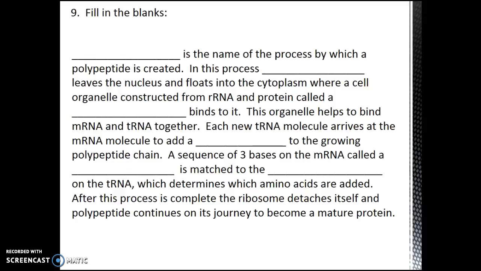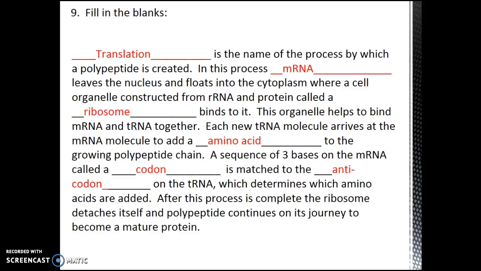Here's how you would fill this in to make it make sense. Translation is the process where a polypeptide is created. mRNA is going to leave the nucleus and float into the cytoplasm where it's going to combine with that organelle that's constructed from rRNA and protein called the ribosome. Each new tRNA molecule arrives at the mRNA molecule to add an amino acid to that growing polypeptide chain, and then the sequence of 3 bases on the mRNA is called a codon, and it's matched with the anticodon from the tRNA.